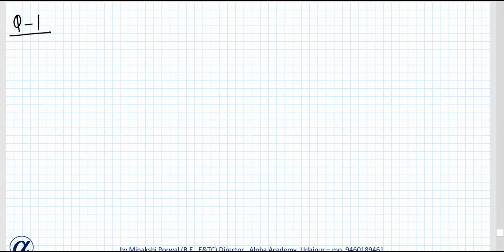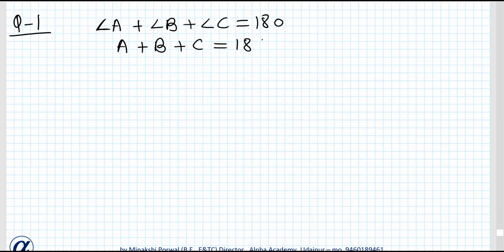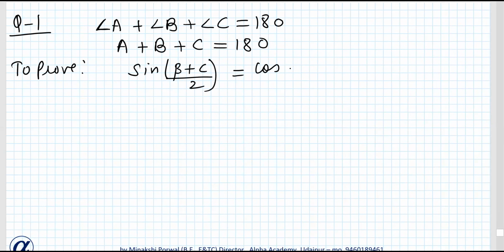Question 1: A, B, C are interior angles of a triangle ABC. If three angles are interior angles of a triangle, their sum is 180 degrees. When in trigonometry we do not use the sign of angle, we just write A plus B plus C equals 180. Okay, what we have to prove? Sine of (B plus C) by 2 equals cos A by 2. Okay, the proof will be written this way.